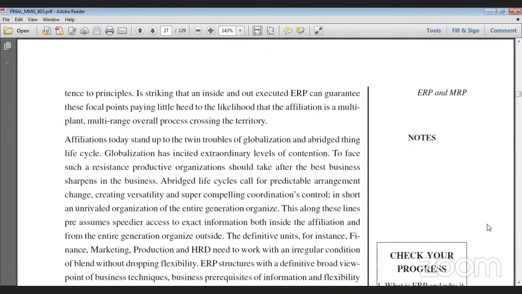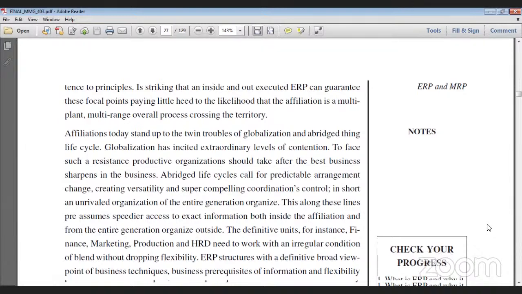Affiliations today stand up to the twin troubles of globalization and shortened product life cycle also here. That is, globalization has incited extraordinary levels of contention, and to face such resistance productive organizations are needed here. And then there are some points of the average life cycle called a predictable arrangement also there. Then there are marketing, production, HRD, which need to work with the irregular conditions and plain without dropping flexibility also there.